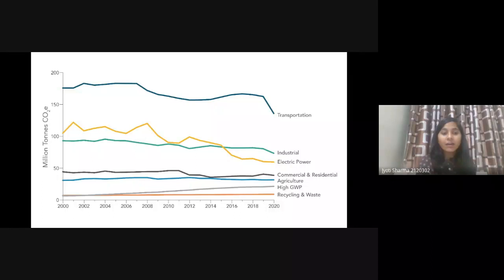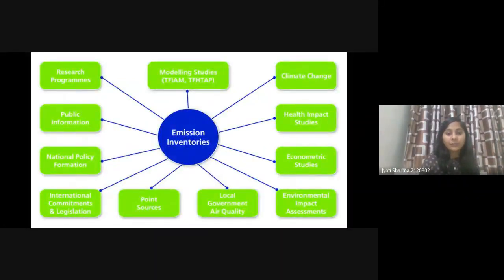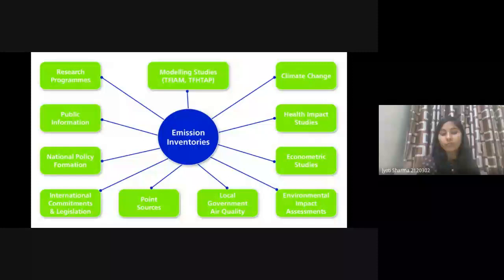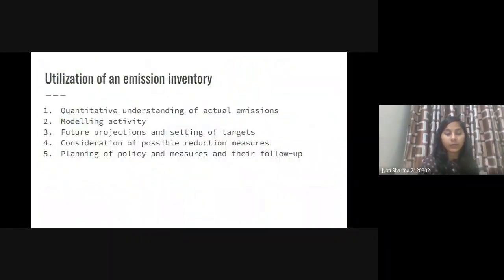So we must have continuous data for each year or for each season, so that we can act to mitigate the pollution. Okay, then I will not go into it. These are the different advantages of preparing that emission inventory. So this is like, what is the use of this emission inventory we may have. Okay, so utilization of the emission inventory.